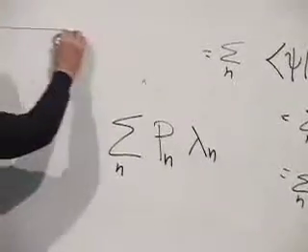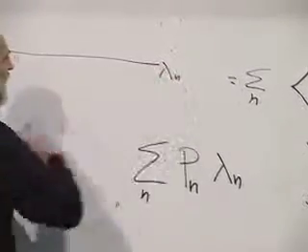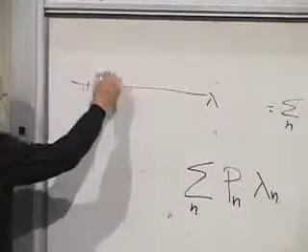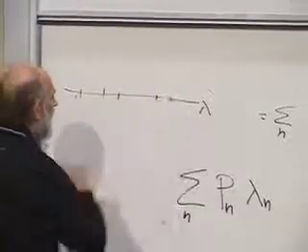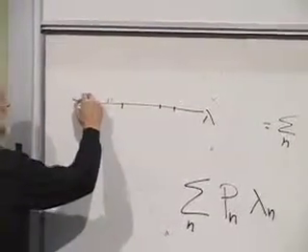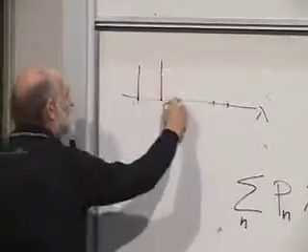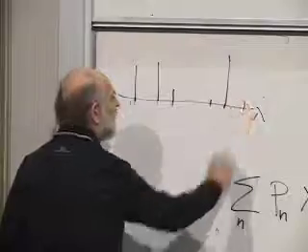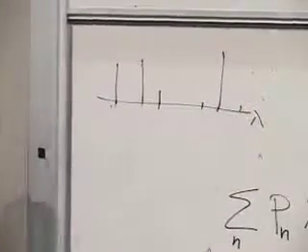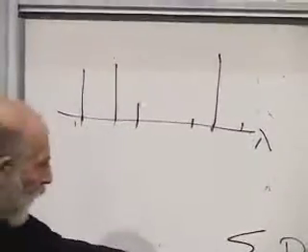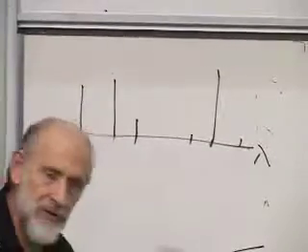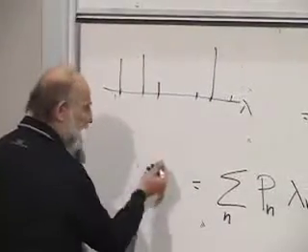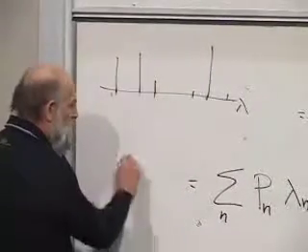For example, if I plot lambda n this way, these are the lambdas. Here's lambda 1, lambda 2, lambda 3, lambda 4, lambda 5. And each one has a probability. Here's the probabilities. What do you get if you add up all the probabilities times the eigenvalue? You get the average of lambda.